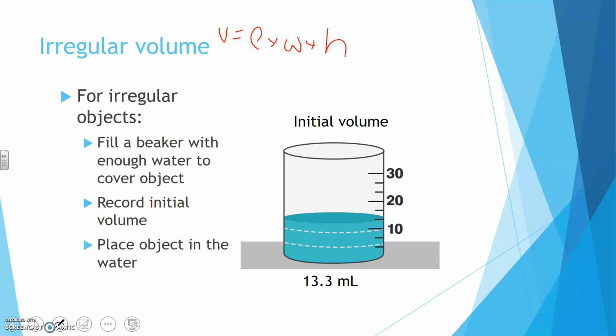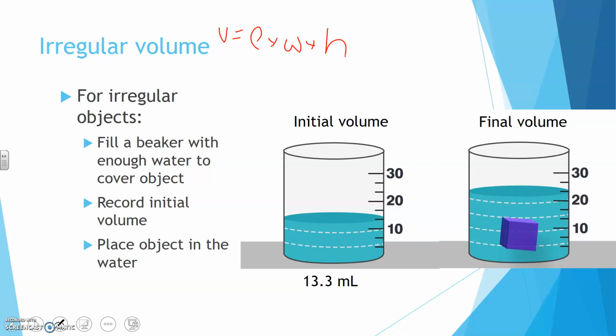Next, put the object that you're trying to measure in the water. Now, what you'll notice is that the volume of the water seems to have increased. But the volume of the water doesn't change. We still have 13.3 milliliters of water in this beaker, because you didn't add any extra water when you put the object in. So the increase in volume is all due to the object. Record your final volume. We'll say this is 22.5 milliliters.